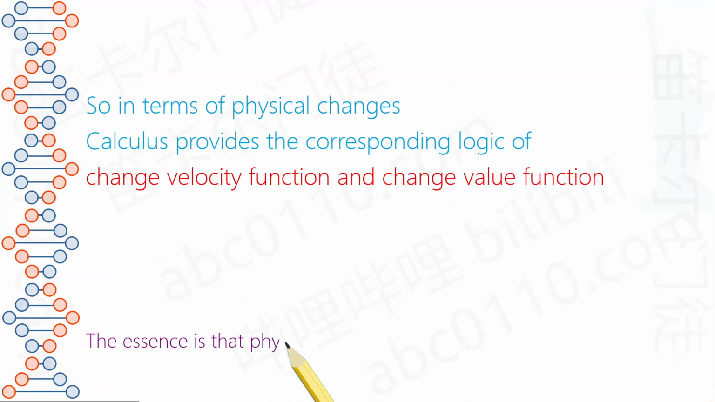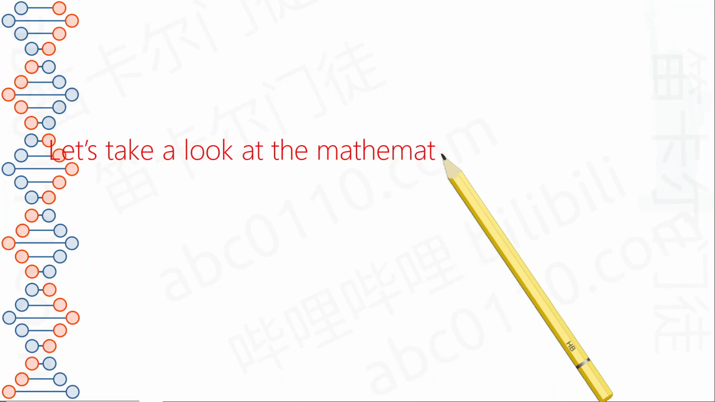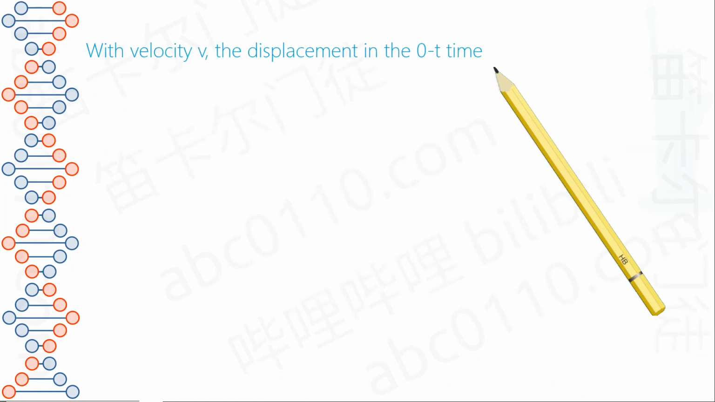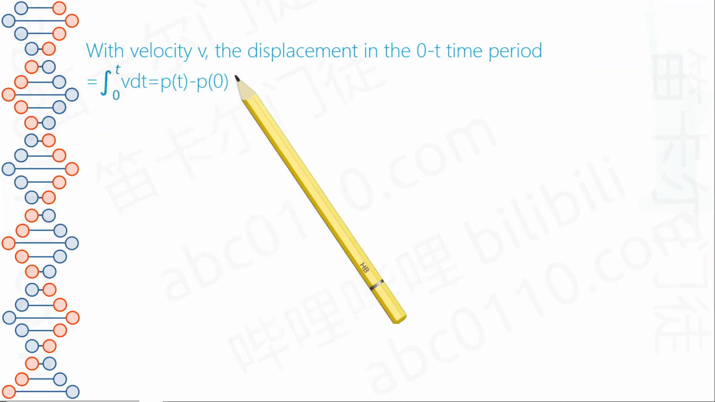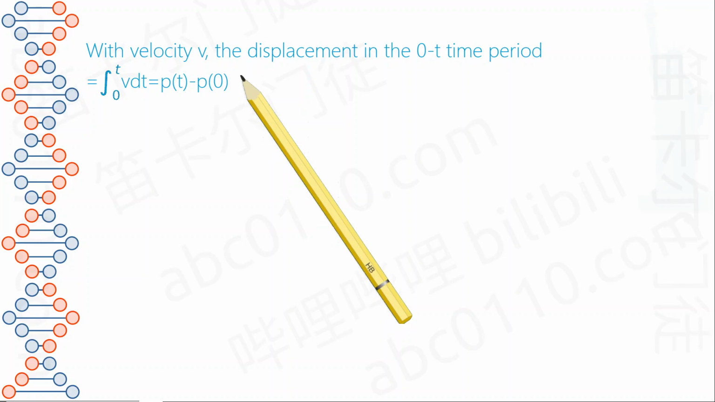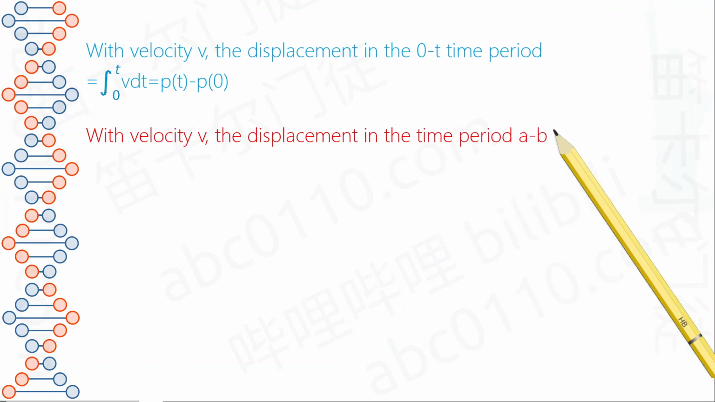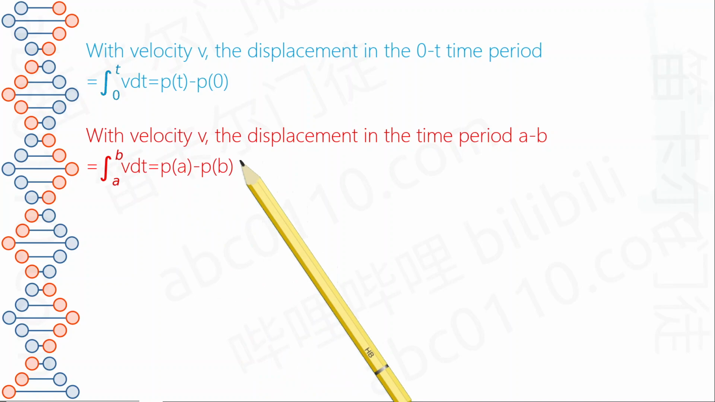The essence is that physical changes are continuous and regular changes. Let us take a look at the mathematical form of calculus. With velocity v, the displacement in the 0 to t time period equals the integral from 0 to t of v, which equals p(t) minus p(0). With velocity v, the displacement in the time period a to b equals the integral of v dt, which equals p(b) minus p(a).